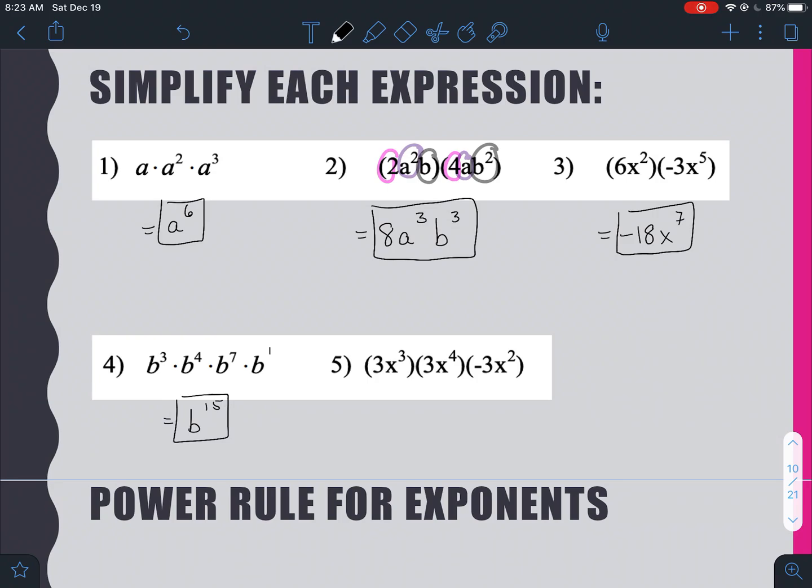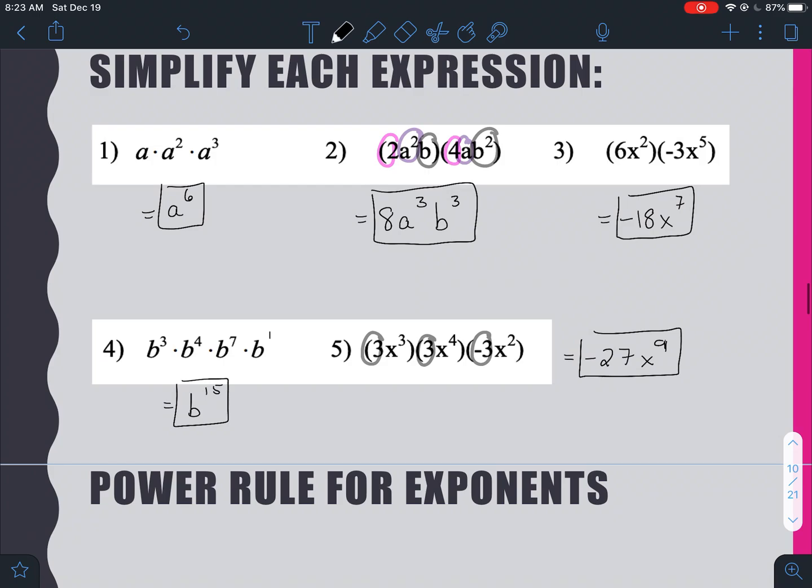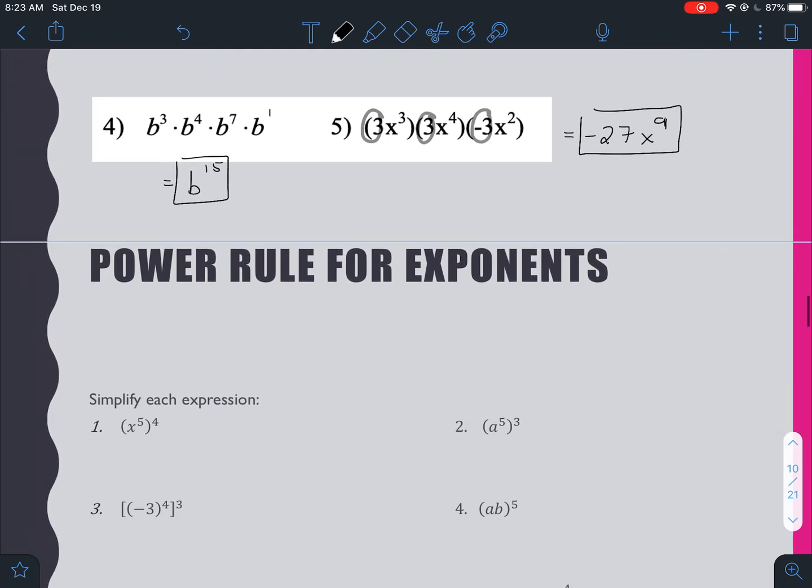On number 5, 3x to the third times 3x to the fourth times negative 3x squared. If you multiply all the coefficients, 3 times 3 times negative 3, you get negative 27. And then x to the third times x to the fourth times x squared is x to the ninth. So you get negative 27x to the ninth. So that is the product rule.